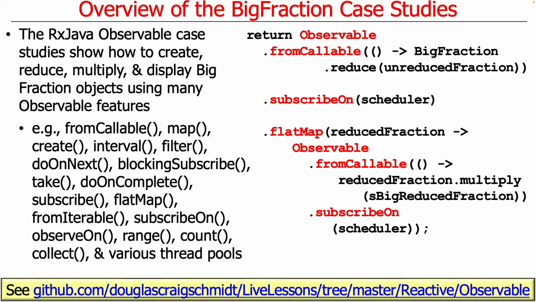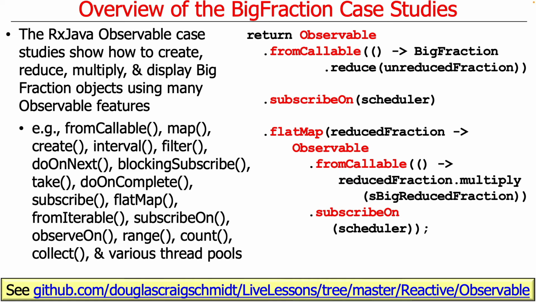We also have another little batch of case studies that show how to use RxJava Observables to create, reduce, multiply, and display BigFraction objects using piles of features on Observable, and there's a whole bunch of them, as you can see here. Once again, the way to think about this at a high level is kind of like taking sequential streams and CompletableFutures and then defining a programming model where we bake the semantics into one programming API as opposed to having to combine two APIs. Once again, you'll see that it's a lot easier to use parallel streams to make something run concurrently, because you just replace stream with parallelStream. Whereas with Observables, it's a little bit more ceremony to do this.